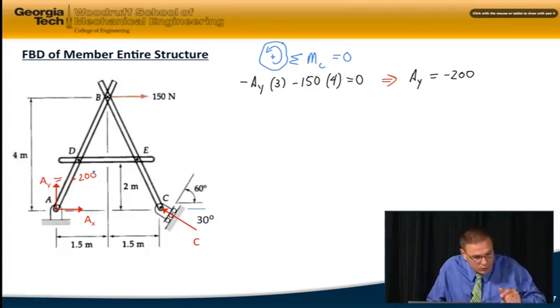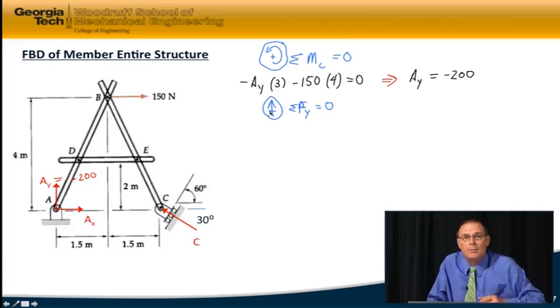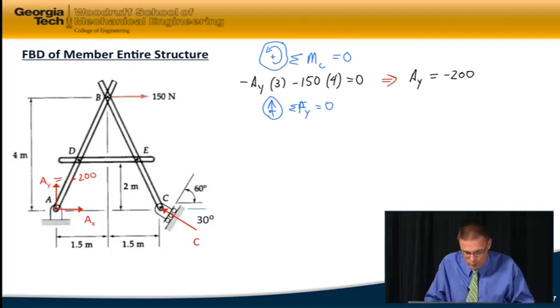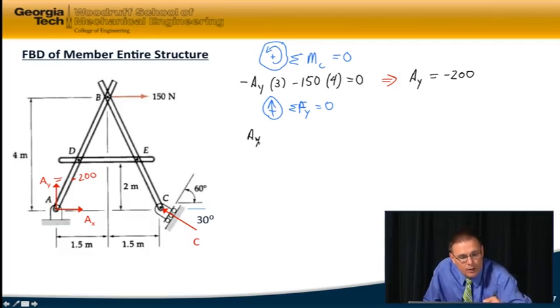At this point, let's go ahead and sum forces in the y direction. And you don't have to do these in any particular order. I'm just going through the process that I used, but you'll get the same answer no matter how you go through the sequence. In this case, I've got AY is up, as shown with the arrow. It's going to be a negative value, but it's up, so that's positive.